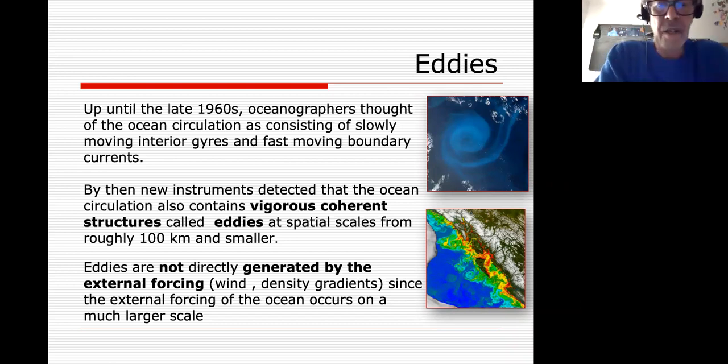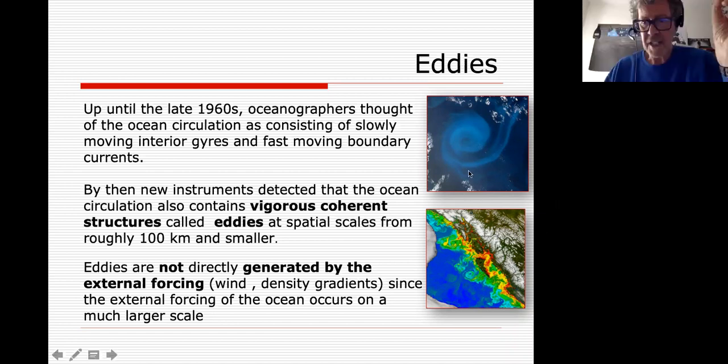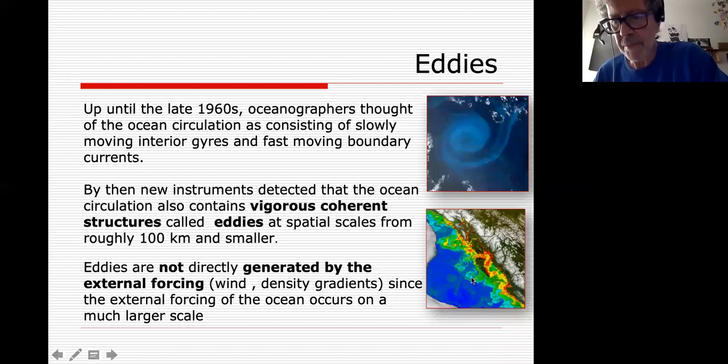But then new instruments detected that ocean circulation also contains vigorous, coherent structures called eddies at spatial scales of 100 kilometers and smaller. You see here a very nice example of an ocean eddy, clearly spiraling movement, and probably here you have some biological traces like phytoplankton that track this spiral in the ocean. And here you have, I think, the American West Coast, and you have chlorophyll, and chlorophyll can be assumed as a tracer of the movement of the ocean.